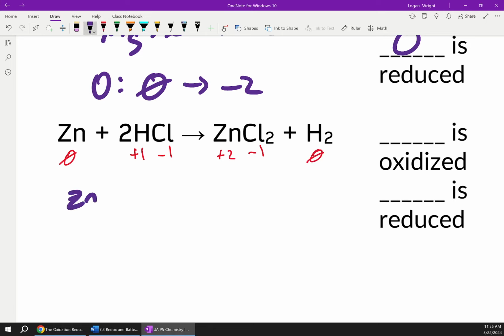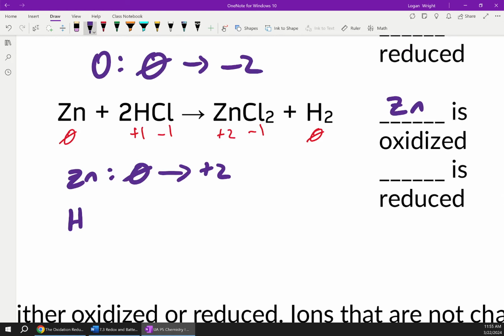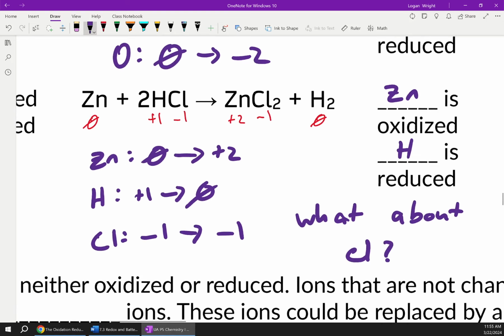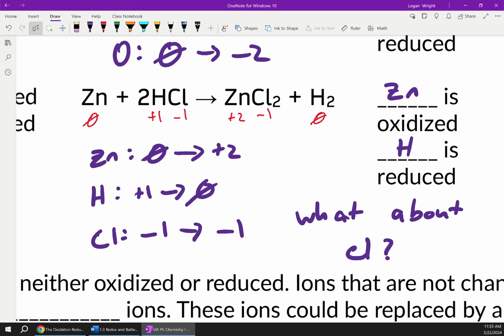So zinc goes from 0 to +2, so it oxidized. Hydrogen goes from +1 to 0, so it reduced. Chlorine goes from -1 to what? It stayed the same. Does it just not do anything? It's not redox.